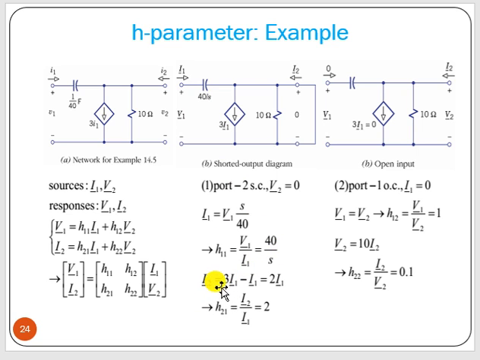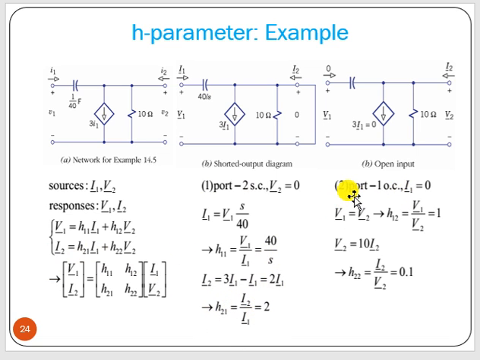Similarly, I2 equal to what? Nothing but 3I1 minus I1. This resistance is shorted because it is in parallel with the short circuit. So minus 2I1. Now I2 by I1, with V2 equal to 0, is H21. So I2 by I1 equals 2. That is the value we got.